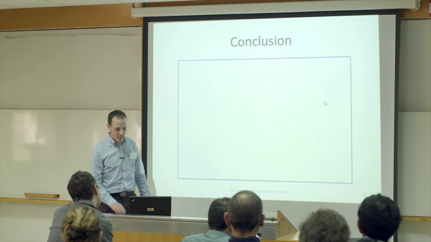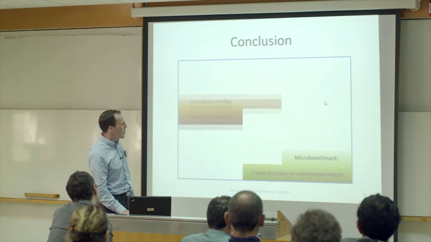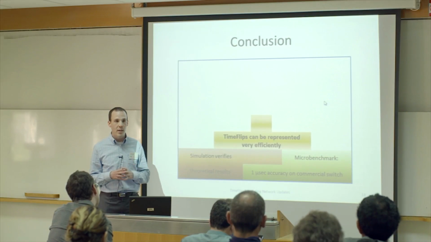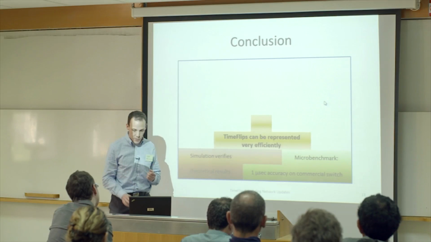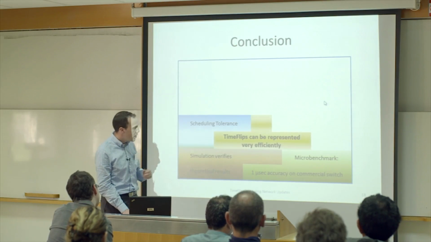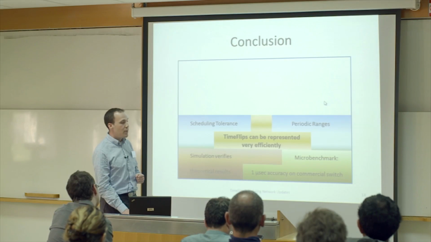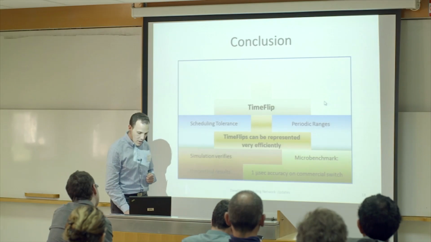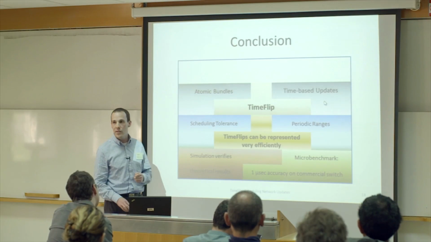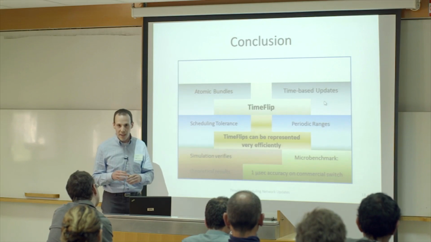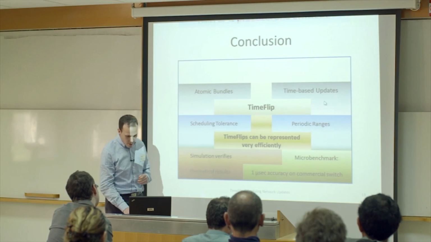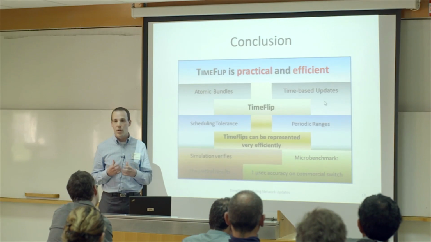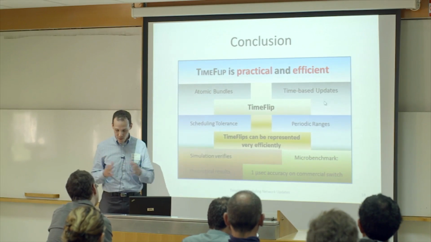To summarize, we used both experimental and simulation-based evaluation to show that time flips can be represented efficiently. And in order to implement efficient time flips, we used two principles we discussed earlier: the scheduling tolerance and periodic ranges. Time flip addresses two interesting scenarios: atomic bundles and time-based updates. Finally, the main thing to remember here is that time flip is a practical and efficient method for scheduling network updates. Thanks, with 5 seconds to spare.